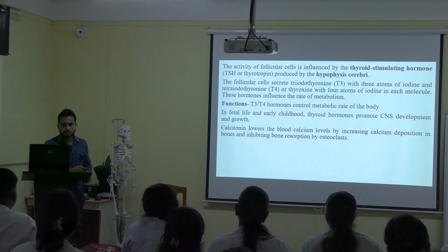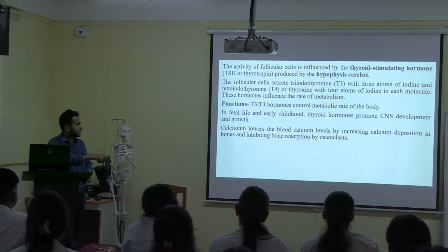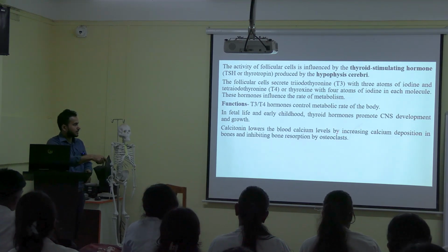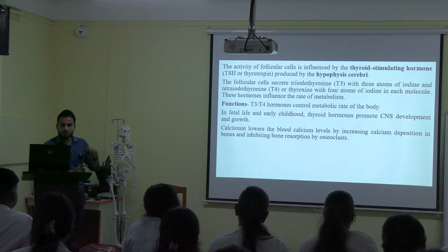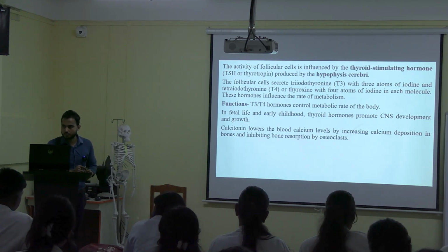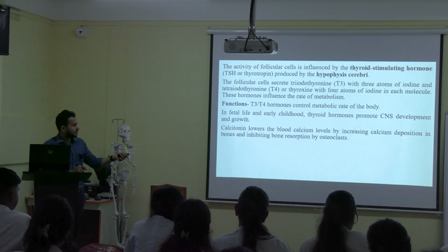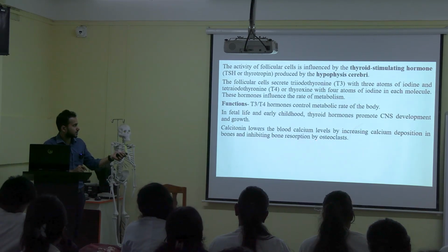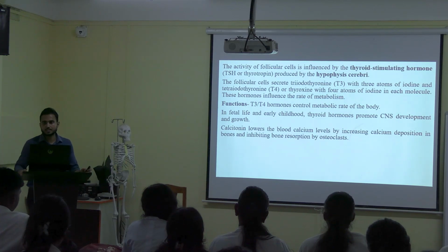It will increase the calcium level in the blood, whereas calcitonin will lower the blood calcium level. Both act opposite to each other, thus maintaining the calcium balance of our body. That's why overall you can say it is controlling the calcium metabolism of our body. Calcitonin lowers the blood calcium level by increasing calcium deposition in the bones and inhibiting bone reabsorption by osteoclasts. These are the ways it lowers the calcium level in the blood. This is the main function of calcitonin.